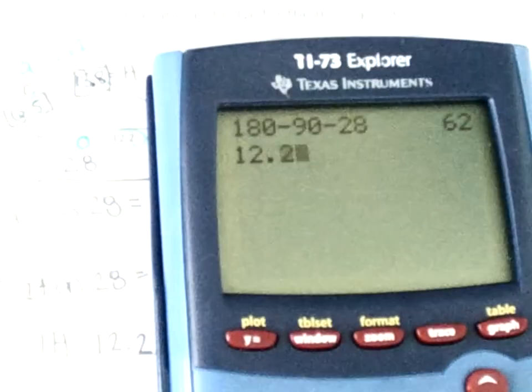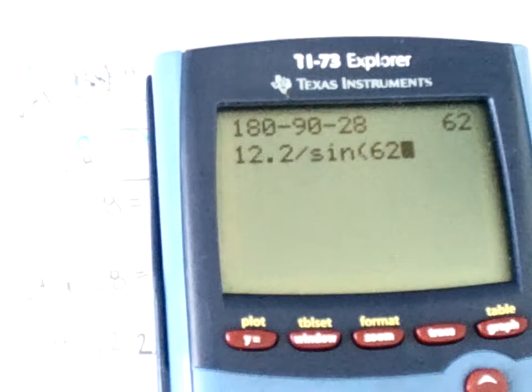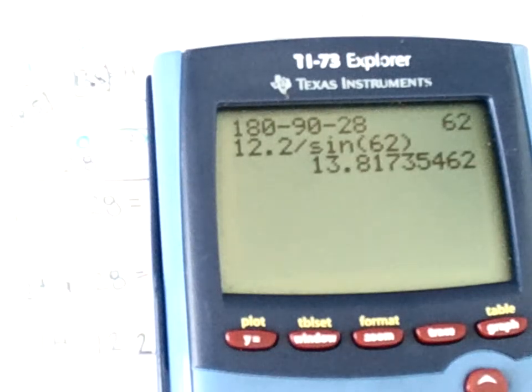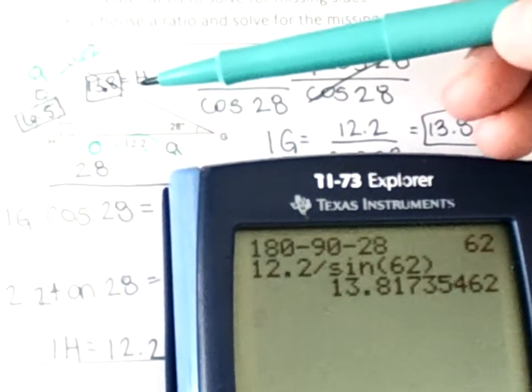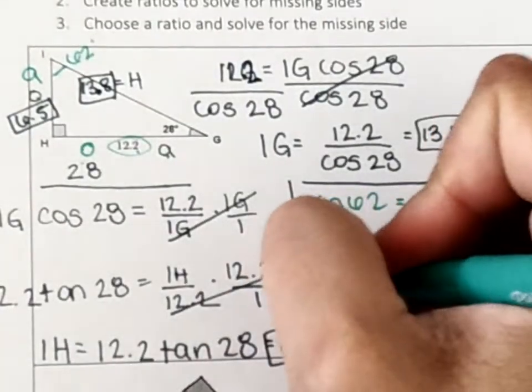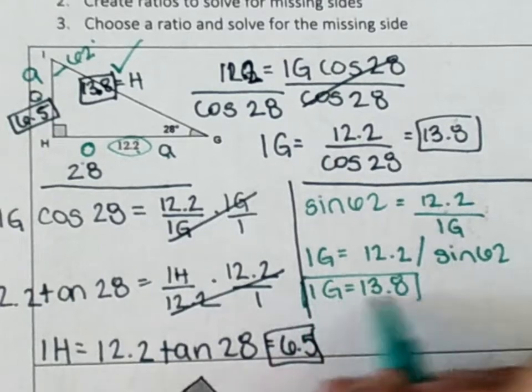So 12.2 divided by sine of 62 gives us 13.8. What do you know? That is the same number we already have for the hypotenuse. So we know that we are correct. IG equals 13.8. I'll just put a check mark here, meaning we got the same answer.